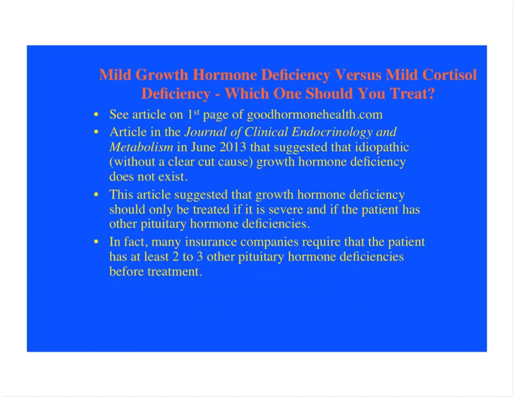There was a somewhat controversial article published in the Journal of Clinical Endocrinology and Metabolism in June 2013 that suggested that idiopathic growth hormone deficiency, which means without a clear-cut cause, does not exist. I don't terribly agree with that, and I think there are plenty of people that have growth hormone deficiency where you just can't find the cause. The article suggested that growth hormone deficiency should only be treated if it's severe and if the patient has other pituitary hormone deficiencies. And in fact, many insurance companies require that the patient has at least 2 or 3 other hormone deficiencies before treatment.